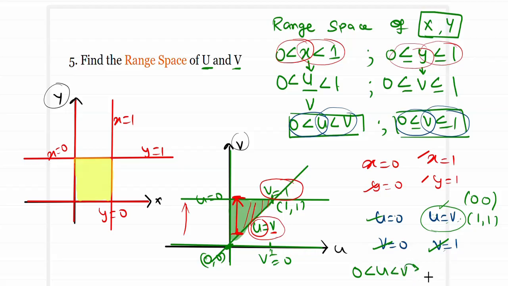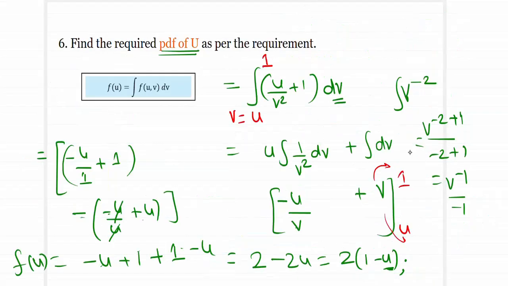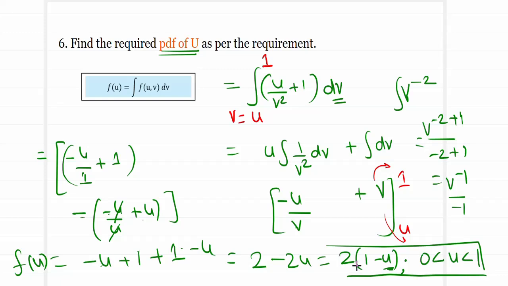But we can extend it till 1. So you strike off this v and you extend your u till 1. So you can vary between 0 to 1. So you can put a comma over here and write 0 less than u less than 1. So this is going to be my required function f of u, which is the PDF of u. I hope you got the steps clear.